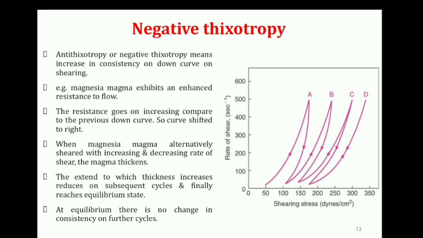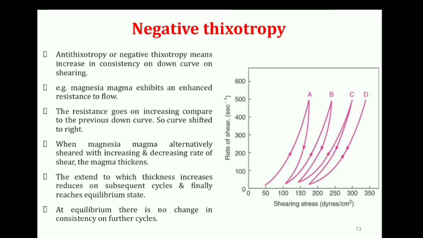Okay, similarly, again at around 150, we increase the rate of shear up to point C and again decrease. Now compare all three areas A, B and C. So the area under the hysteresis loop goes on decreasing. So what is the significance, or what is your conclusion, if the area under the hysteresis loop decreases? The consistency of the material goes on increasing, the viscosity of the material goes on increasing, but the extent to which this viscosity increases goes on decreasing.